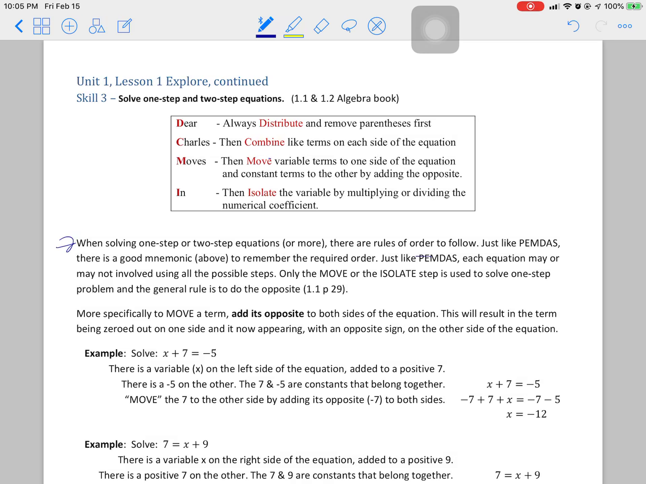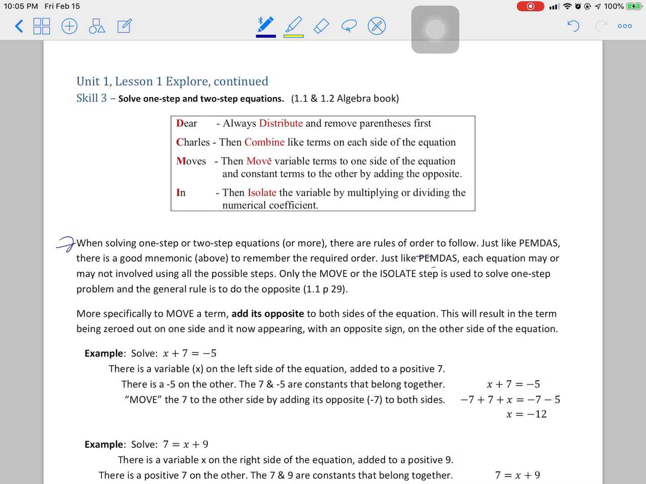When solving one-step or two-step equations or more, there are rules of order to follow. So just like PEMDAS, there's a good mnemonic above to remember the required order. Just like PEMDAS, each equation may or may not involve all of the possible steps. So sometimes we don't have parentheses, sometimes we don't have exponents. But if we had them, that would be the order. So we don't always have something to distribute. We don't always have something to combine. But if we did, we would have to do those first.